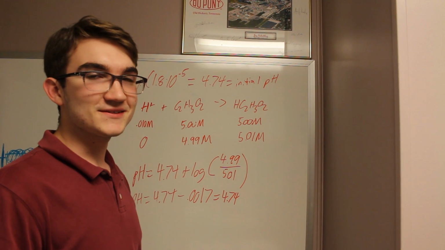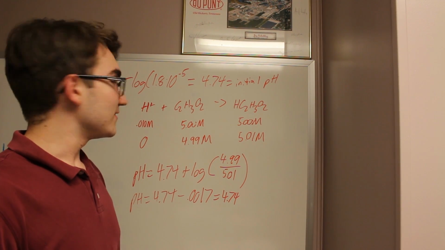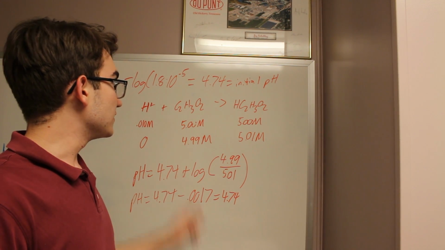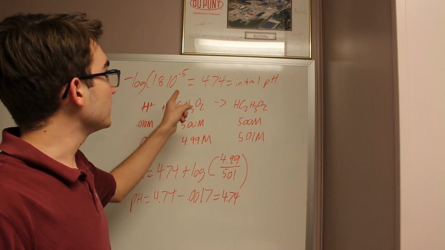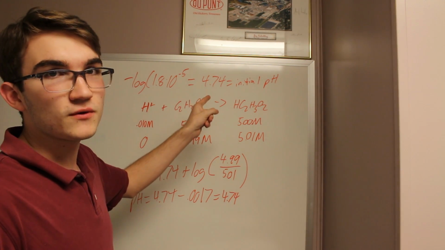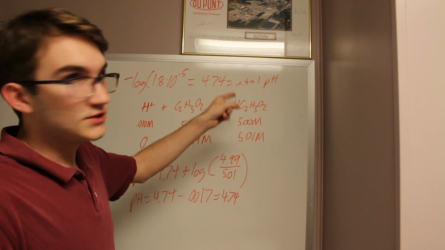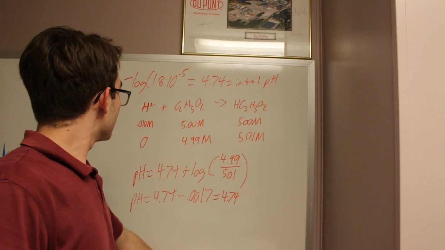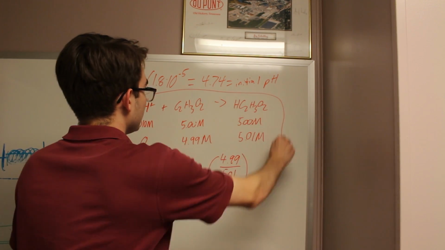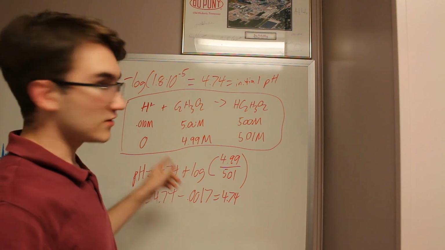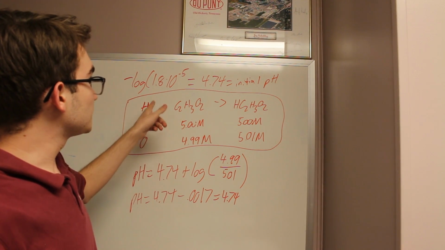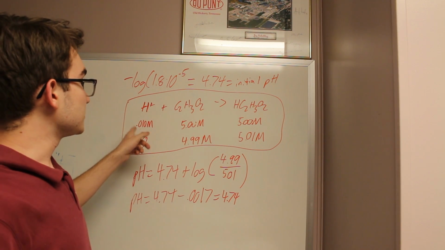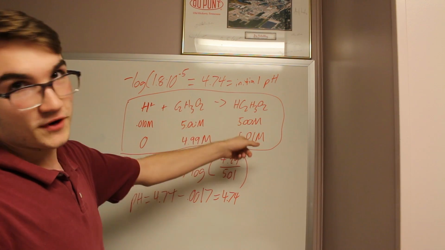Alright, so let's talk about this and see how I did it. To find the initial pH of the solution, we can take the negative log of 1.8 times 10 to the negative fifth, which equals 4.74, and in this case, the pH equals the pKa. Alright, so we have an ICE table here. That's got our net ionic reaction, H plus and acetate equals acetic acid. We start off with the initial concentrations, 0.01 molar, 5 molar, and 5 molar.